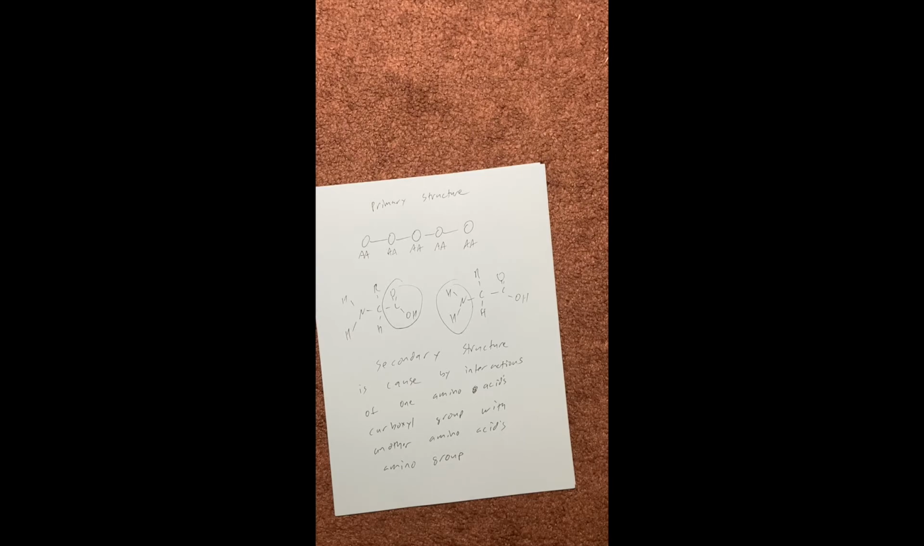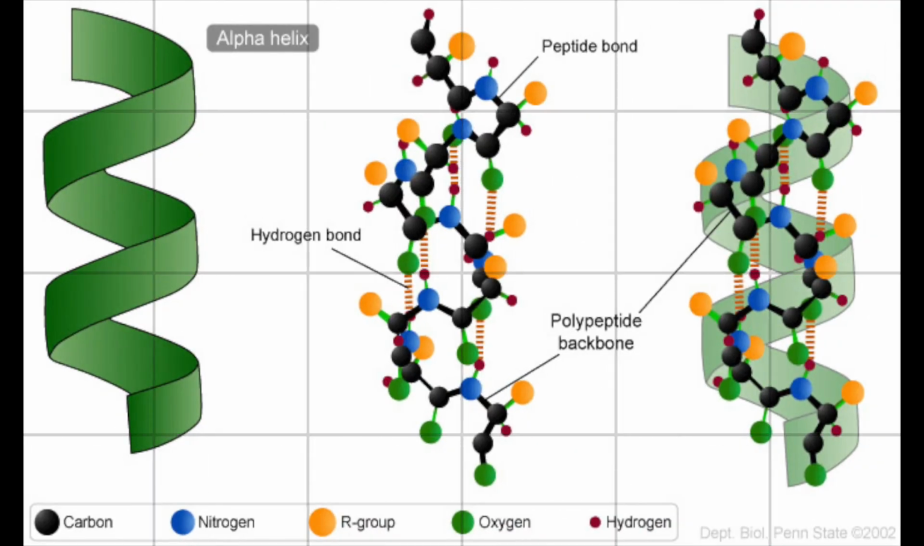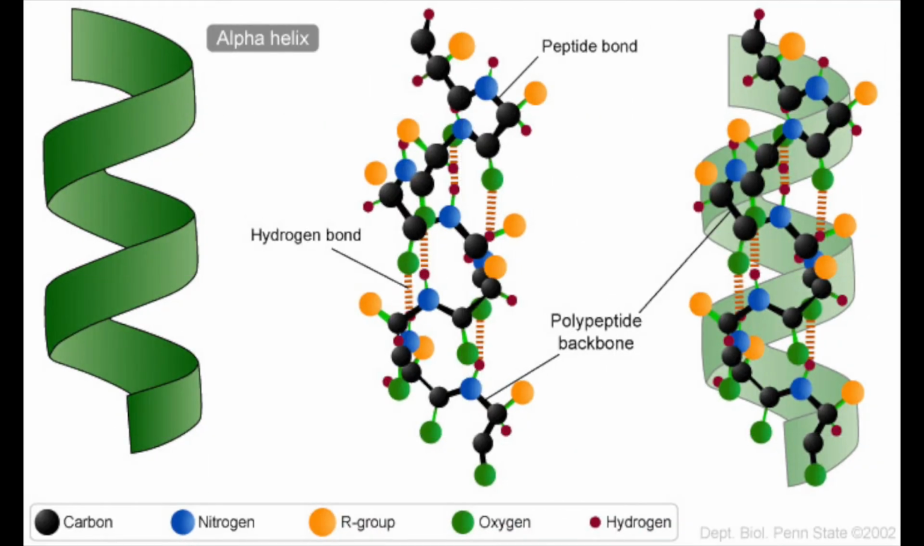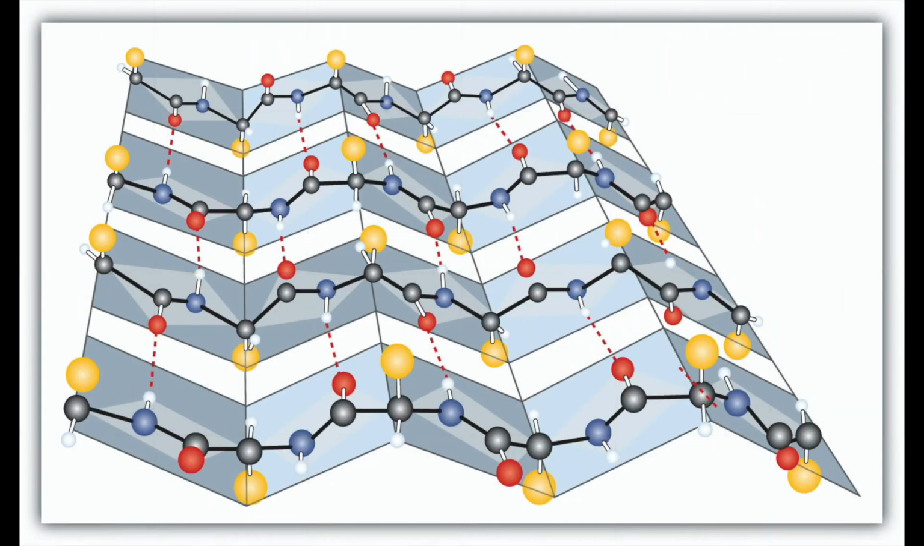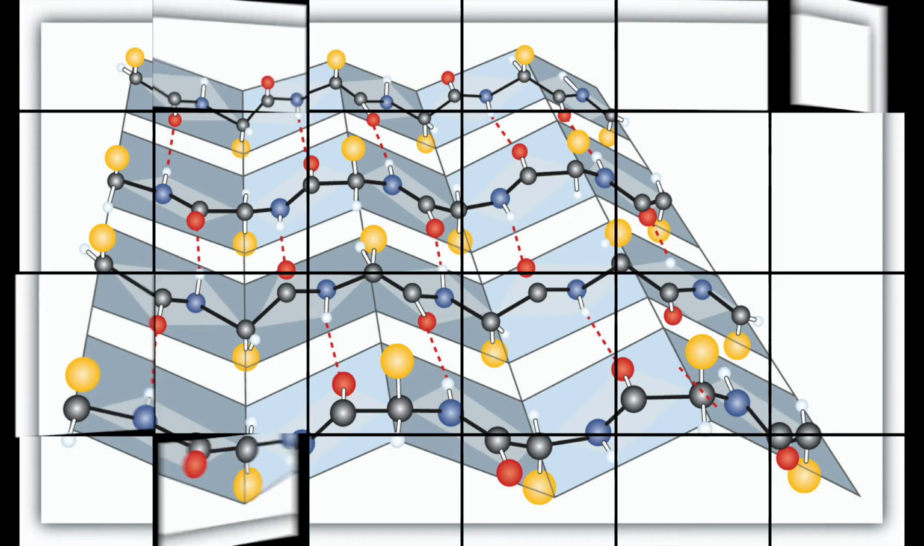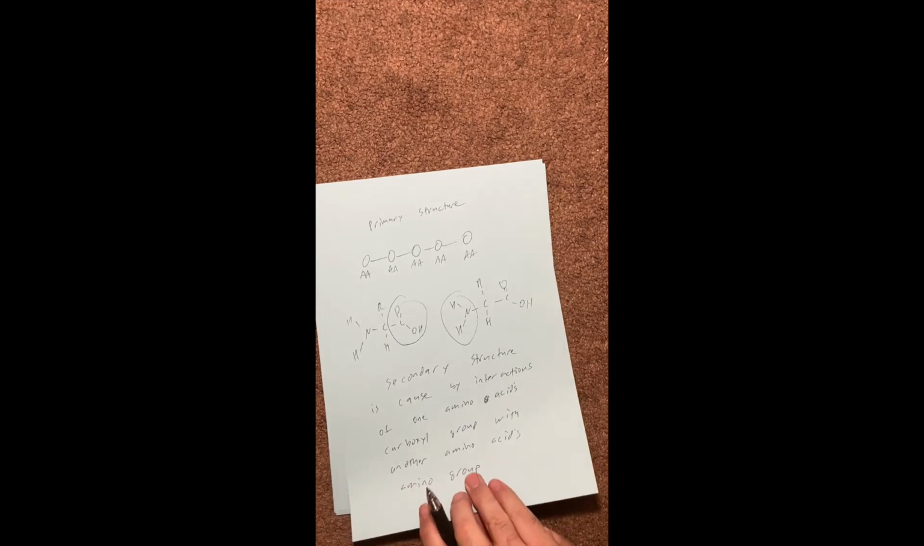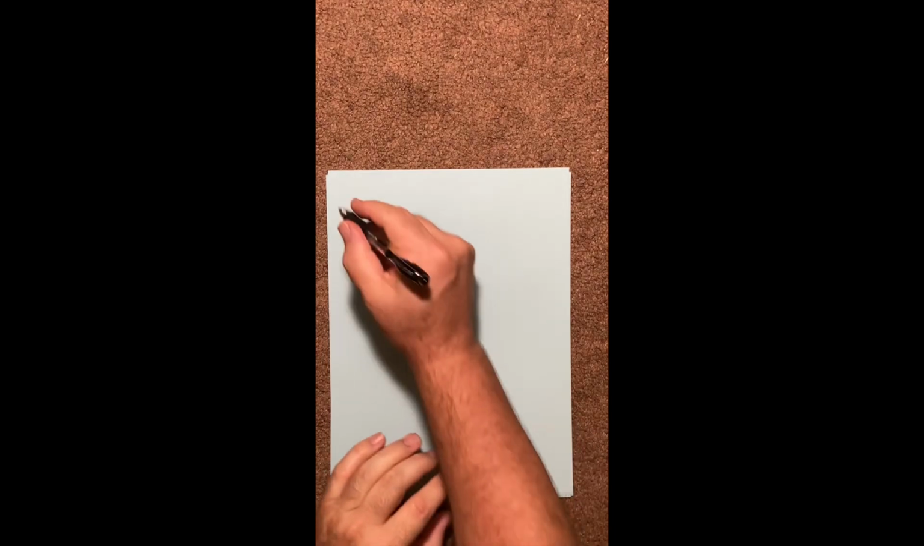There are two types, and so let's look at those. The first type is the alpha helix here. And then we'll transition, and the second type is what's called a beta pleated sheet. So you should be looking at a picture of that now. Okay, moving on here.